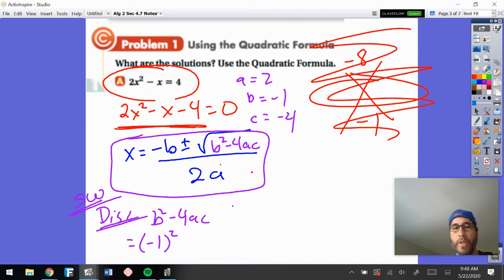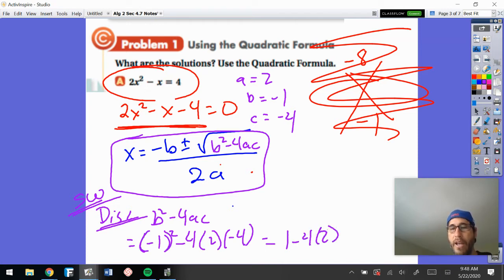Whenever we substitute, we use parentheses. Minus 4 times a, what was a? It was 2 times c, which is negative 4. Please excuse my dear Aunt Sally means we do parentheses first. You can't do anything in the parentheses. So then I go to exponents. Negative 1 squared is 1.